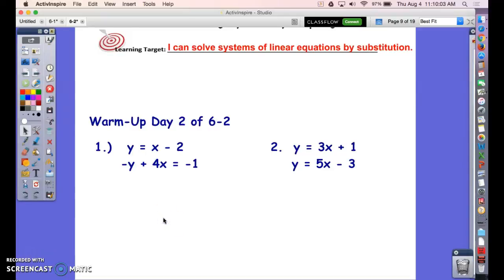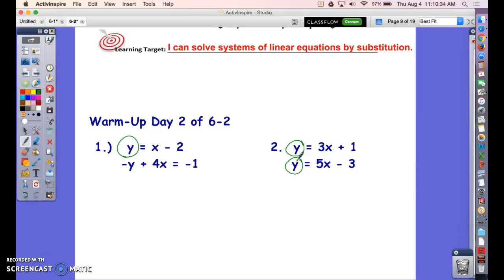Okay, so this is day 2 for the 6-2 lesson, solving systems by substitution. Yesterday, all the systems that we solved already had a variable isolated. I'm not going to do the warm-up, but we can see here that the y is already isolated, it's already alone, so it's a really good system to use the substitution method on. Same thing in number 2.